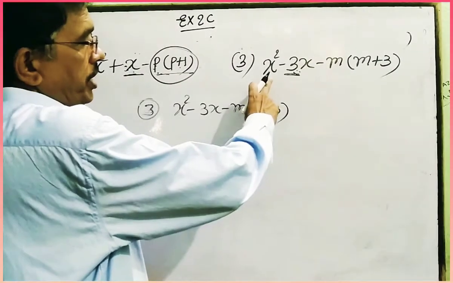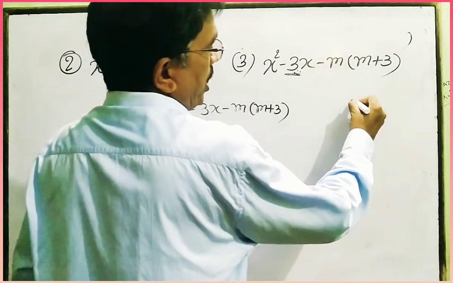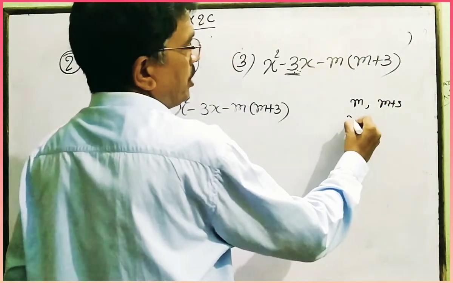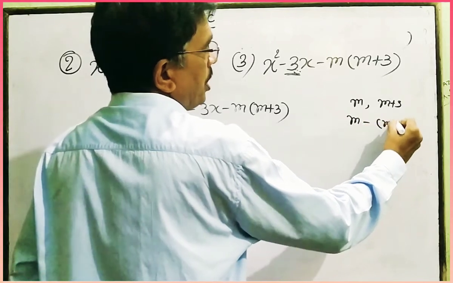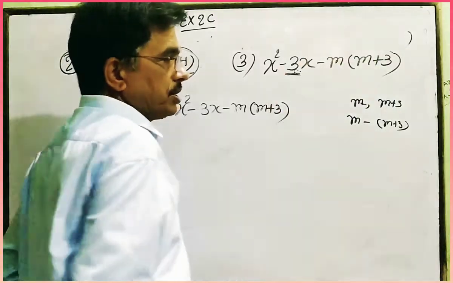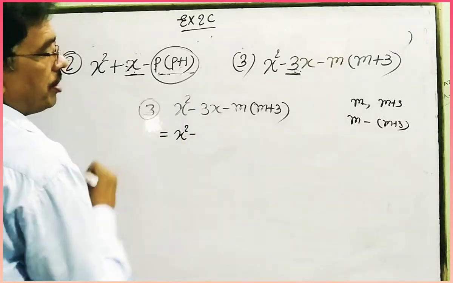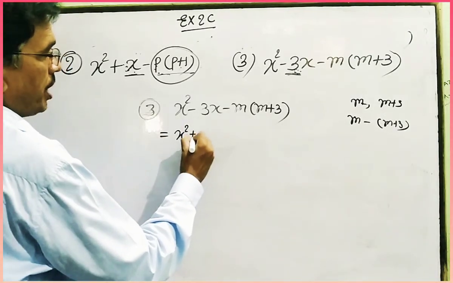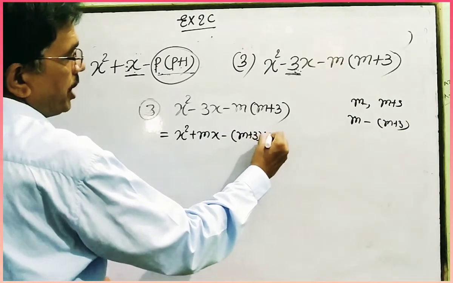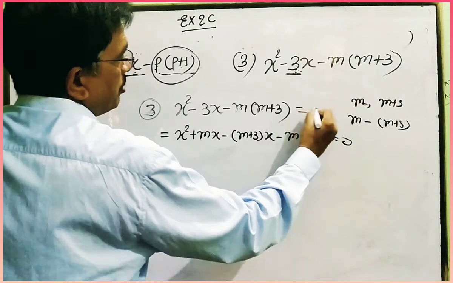Now question 3, that is x square minus 3x minus m into m plus 3. First you factorize it, then you get m and m plus 3. You need minus 3, then you subtract m minus m plus 3, then you get minus 3. And when you multiply, then you get this. So dear student, we write here x square plus m x minus m plus 3x minus m into m plus 3 is equal to 0.